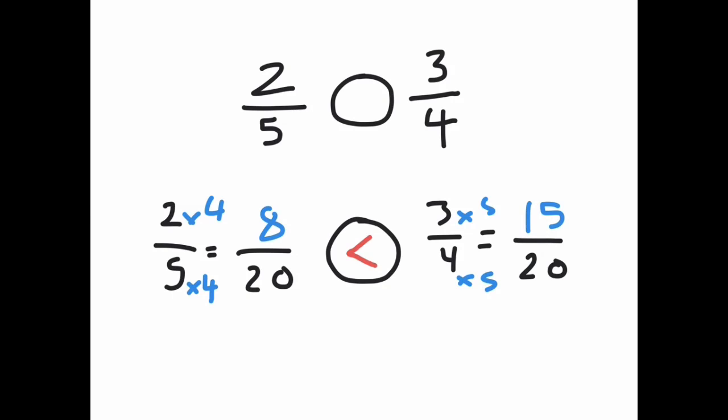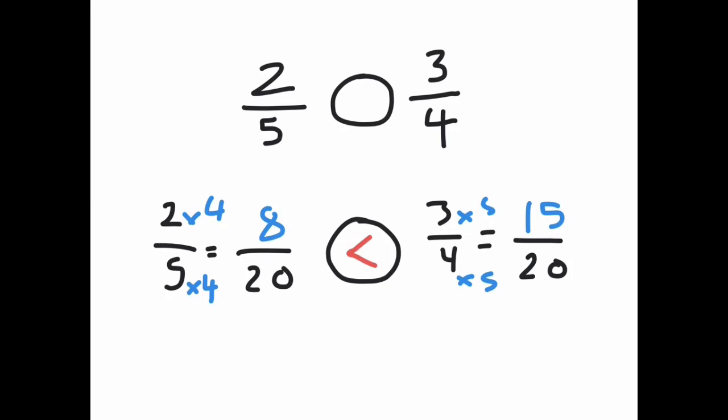So let's do a quick recap. For step 1, you look at the denominators. Are they the same? If they are the same, then all you have to do for the next step is compare the numerators. If, however, the denominators are not equal, then your next step will have to be to find a common multiple for both numbers. So in this case, I know 20 was a common multiple because it appears in both the 5 times table and the 4 times table.